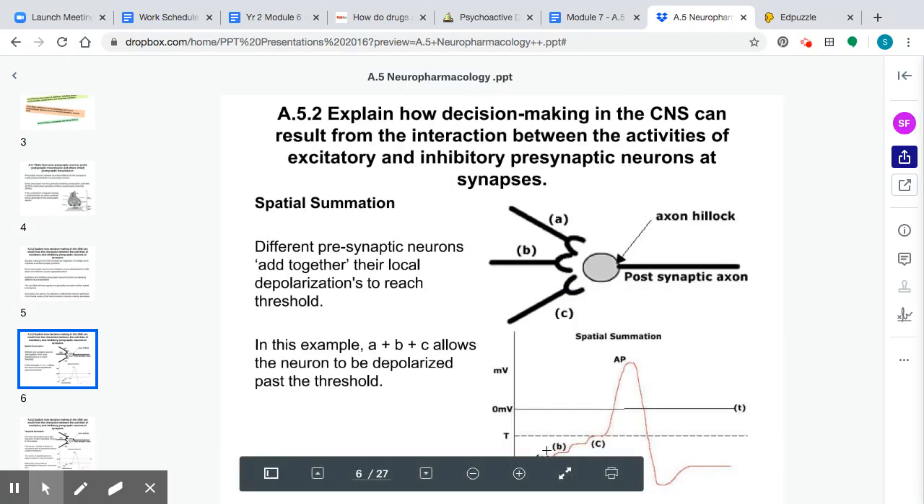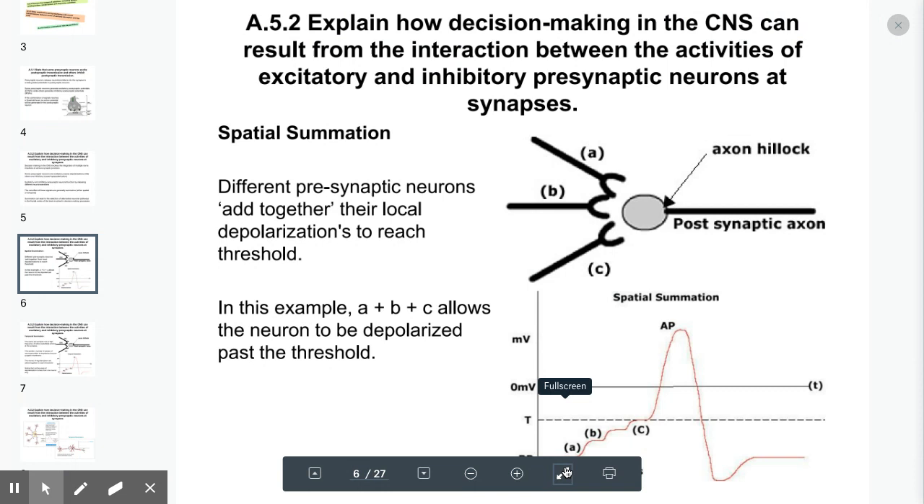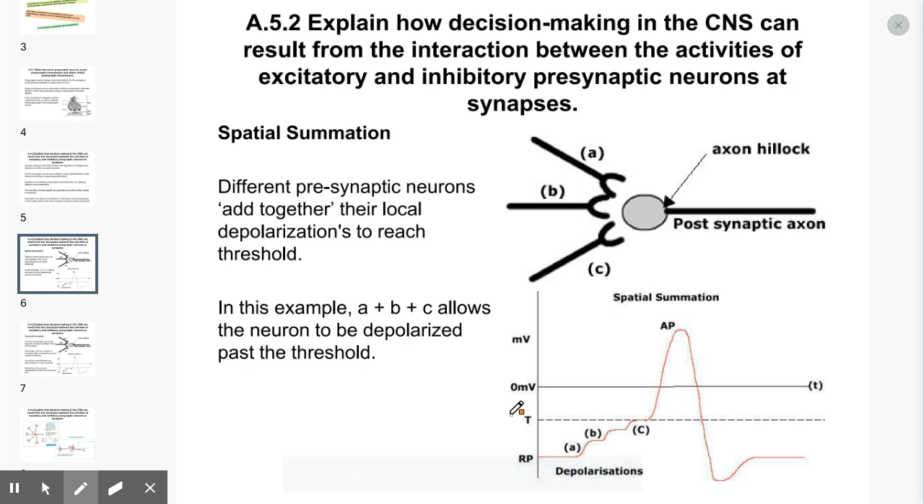There's one type of inhibitory or excitatory process called spatial summation. Before I talk about the different types of summation, I want to remind us about this thing called the threshold. If you remember, there's a resting potential, where the neuron is at rest, but it's still pretty busy pumping out sodium and pumping in potassium. At the resting potential, it has a negative charge of about minus 75 or somewhere around there.